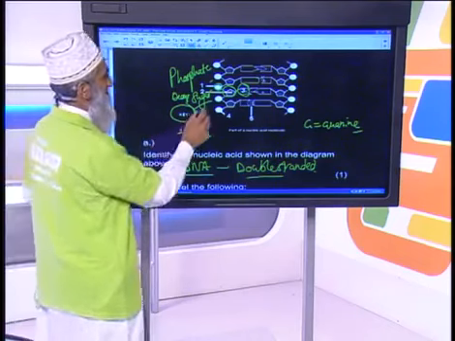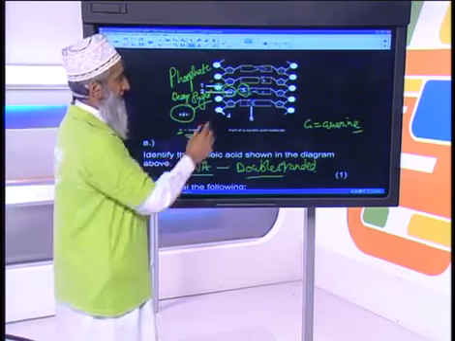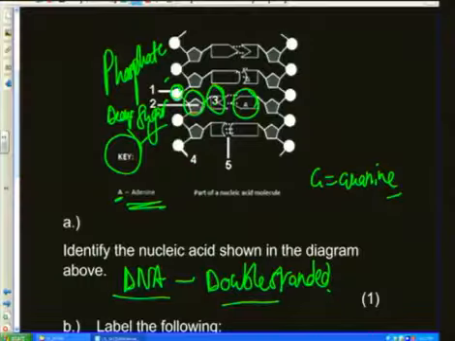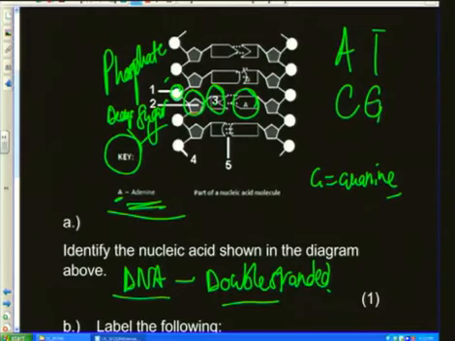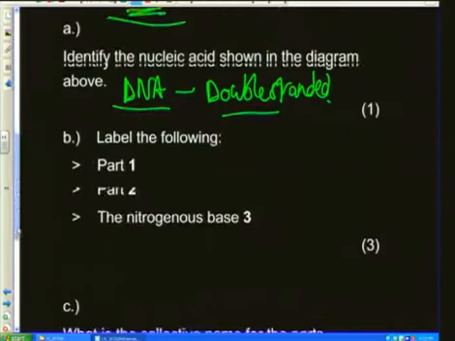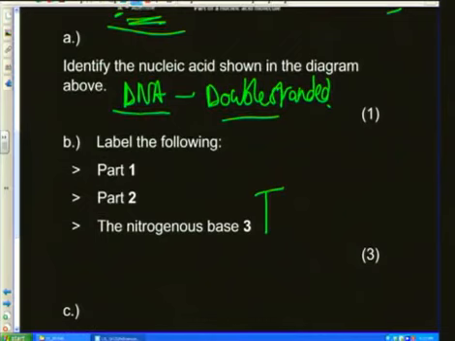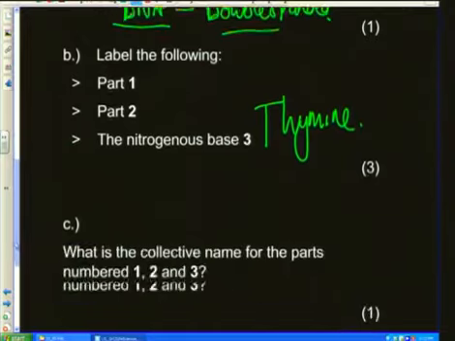And nitrogenous base number 3. Now, what is this here? What letter do you see there? The letter A. And the key says that this is adenine. Therefore, adenine will combine with thymine. So our answer there would be T, or thymine. You write it in full, thymine.